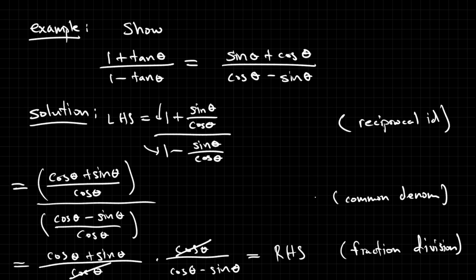I very frequently start the problem by writing tangents and cotangents as sine over cosine and cosine over sine respectively. So if there's a tangent in your problem and you don't know what to do, maybe start out trying to do that.